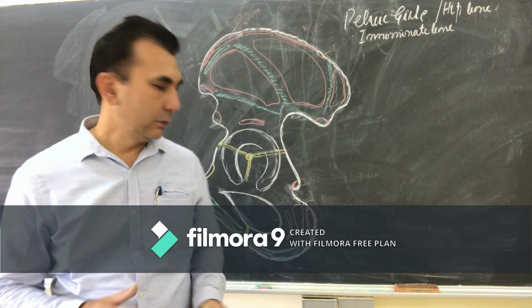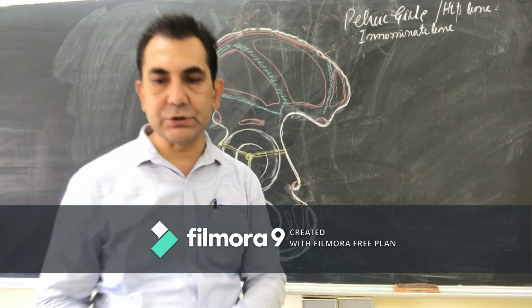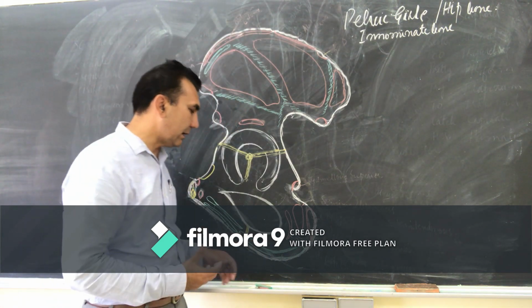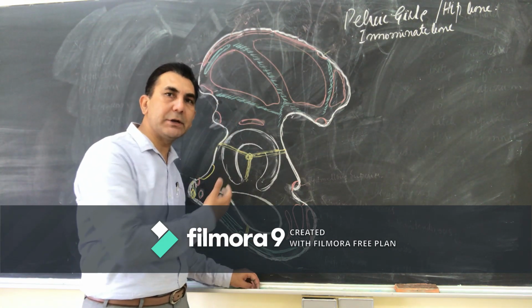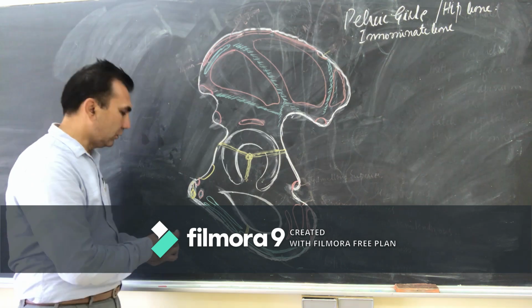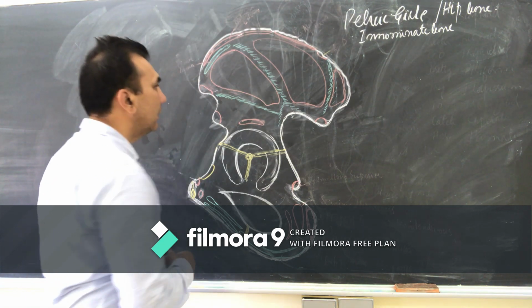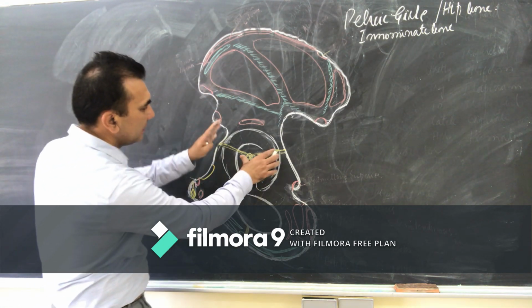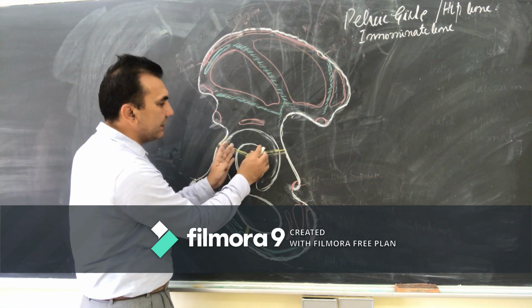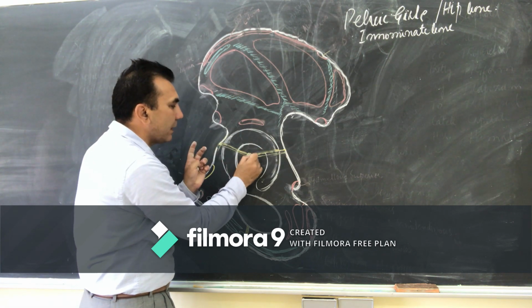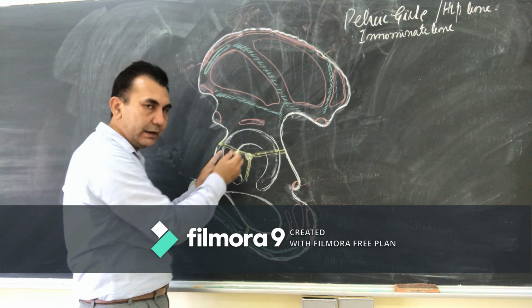Now we will learn about the different features of the innominate bone, which we will learn on the diagrammatic structure on the blackboard. So now let's see. Here is the acetabulum, where these three bones unite and make a junction.